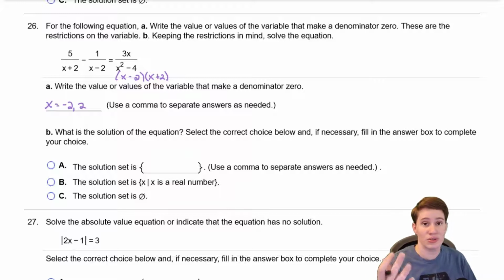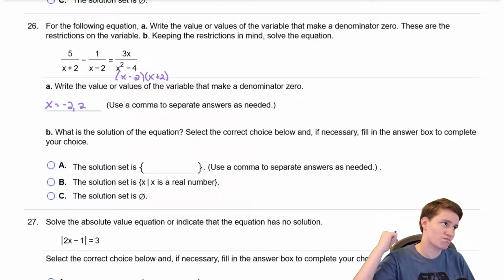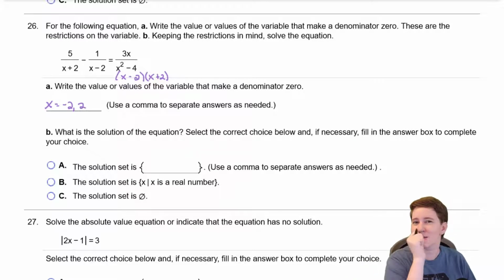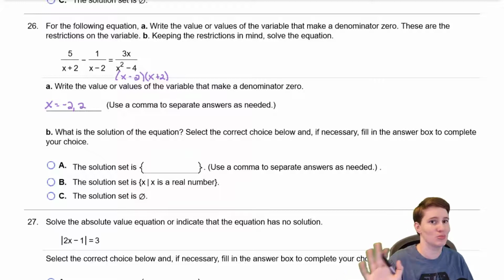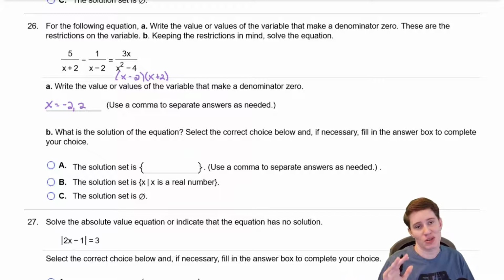And one of the reasons we do excluded numbers like this is because now I'm going to solve this. And if I happen to get an answer of -2 or 2, that means it's not really an answer. We call them extraneous. There we go. It's been a while since I've used that word. We call them extraneous solutions, which it really just feels like somebody went really big on the word extra.